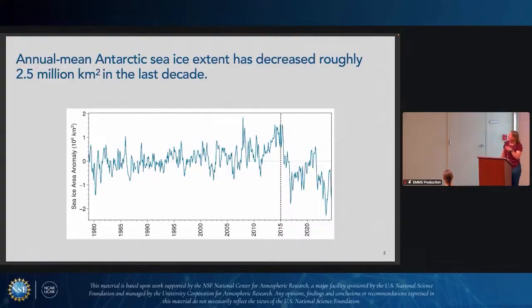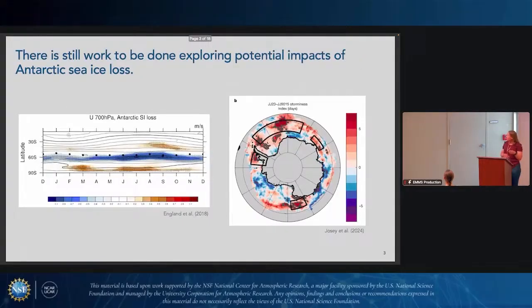There's been a couple of studies I'll highlight here. One from England et al. in 2018 that was a modeling study, and this particular figure is looking at the response of the jet and zonal winds to Antarctic sea ice loss. And then a recent paper from Simon Josie in 2024 was an observational study looking at, in this particular figure, the change in storminess from the sea ice loss in 2023.